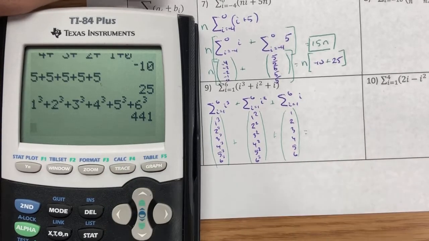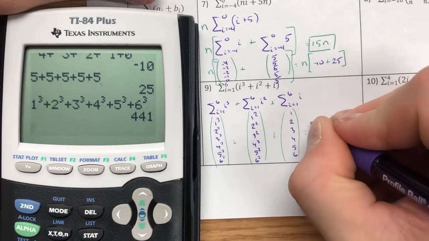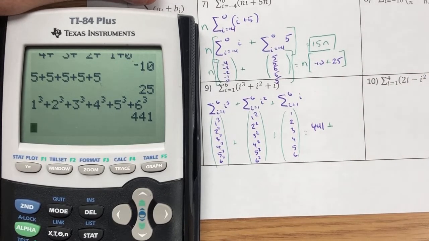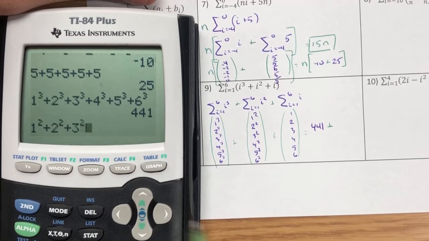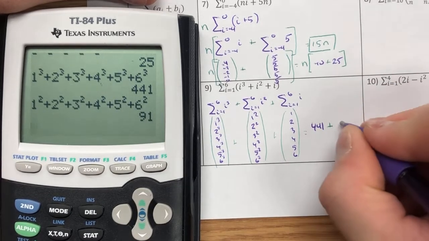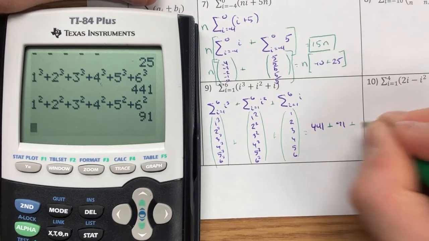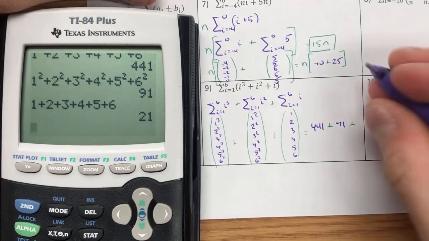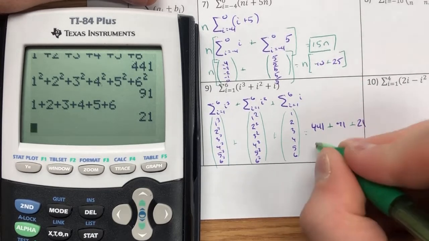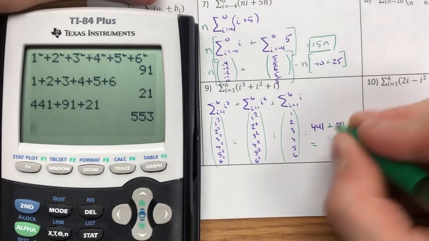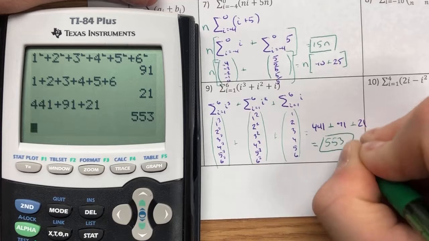Okay, so with this we get 441, plus 1 squared, 2 squared, 3 squared, 4 squared, 5 squared, and 6 squared, plus 91, 1, 2, 3, 4, 5, and 6, plus 21. That's going to give us 553.